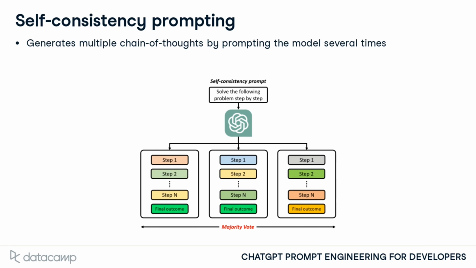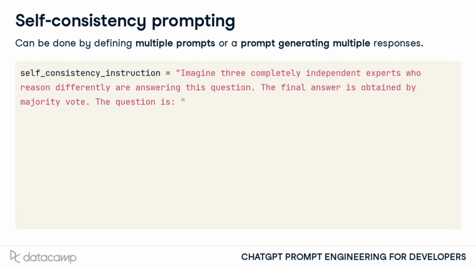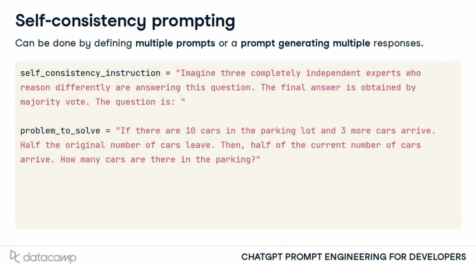Self-consistency prompting is a technique that generates multiple chain of thought responses by prompting the model several times. The final output is determined by a majority vote, selecting the most common response as the result. To implement self-consistency prompting, we can define multiple prompts, or a prompt where the model imagines several independent answers. Here, we ask for several independent experts to solve a mathematical problem determining the number of cars in a parking lot, with the final answer obtained by majority vote.